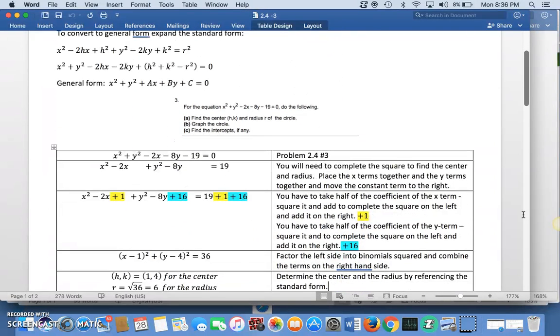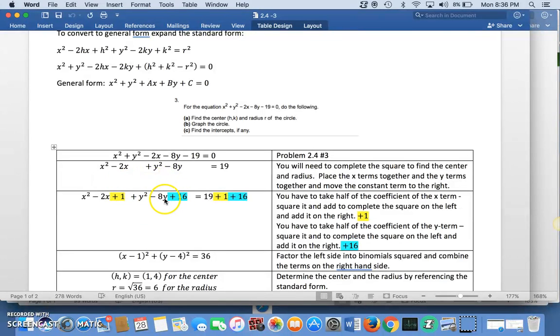Okay, we start out with our basic equation here. And you have to complete the square. That's one of the reasons I emphasize completing the square. X squared minus 2x, we group the x's together. Y squared minus 8y, the y's are grouped, move the constant term over. Completing the square for the x, half of this 2 is 1 and 1 squared is 1. I add 1 right here to make that a perfect square on the left. I have to add 1 on the right.